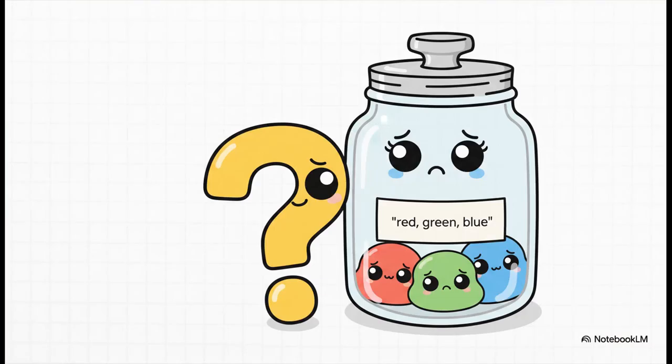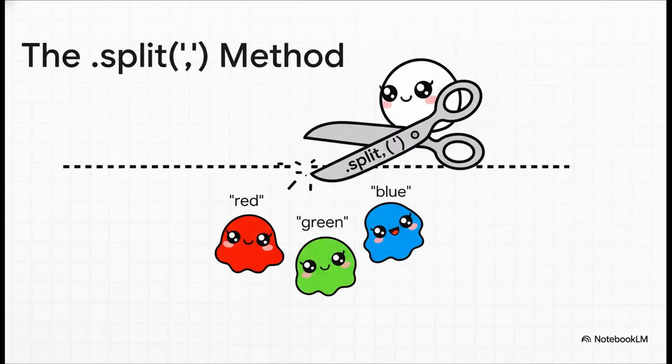Let's start with something you've probably seen a million times. You get data that looks just like this. It's one string, but it's obviously meant to be multiple items, all separated by a comma. So the question is, how do we get those individual colors out of there? The answer is the .split method. You just tell it what character to use as the separator, the delimiter, which in this case is a comma. And boom! It just shatters that string into a list of separate items.